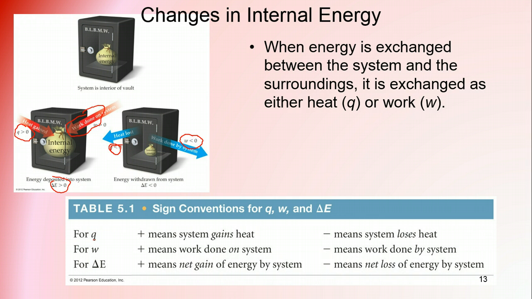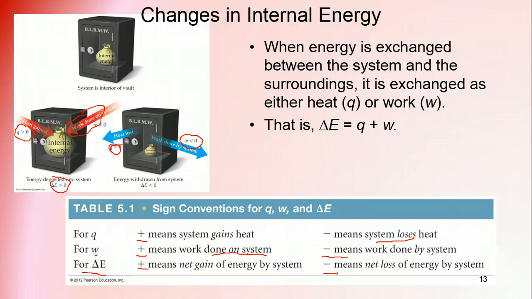So these are important to take a look at. If Q is positive, that means the system gains heat, Q being our symbol for heat. And if it's negative, it means the system loses heat. If W is positive, that means work is done on the system, so the system gains energy because of work being done to it. If it's negative, then work is being done by the system, so the system's transferring energy via work to the surroundings. And then for delta E, positive means net energy gain by the system. Negative means net energy lost by the system.